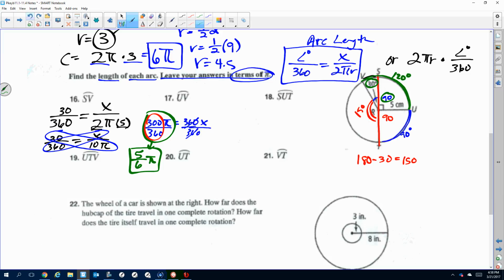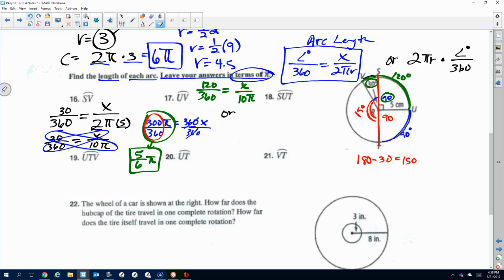Now, we can use our formula, which is 120 over 360 equals x over 2 pi r. Or basically, we already know what the radius is every time. So 2 pi 5, which we know when we multiply, we're always going to end up having, for this set of problems, 10 pi. Or we can use this other formula.